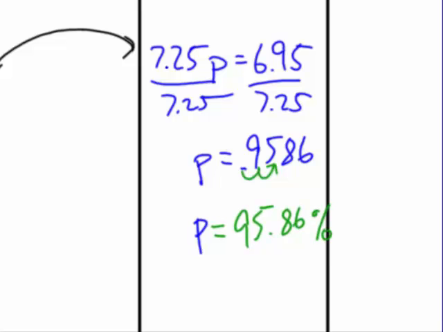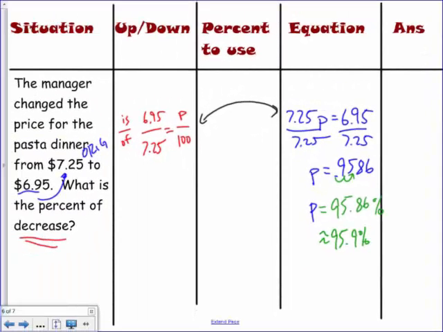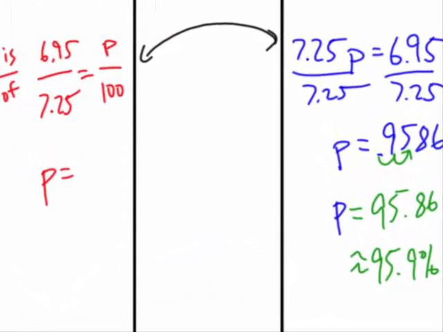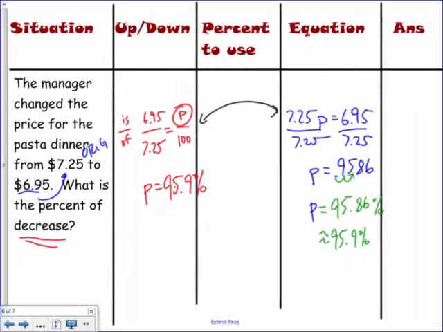I could round that to 95.9%. Okay. If I did the percent proportion here, I would actually get the percent, right? Because when I put it over 100, it's actually a percent, so I would have gotten 95.9, and there's no moving of a decimal. So let's think about that. Is that my percent of decrease? No, that's what we're saying, that 6.95 is 95.9% of 7.25.